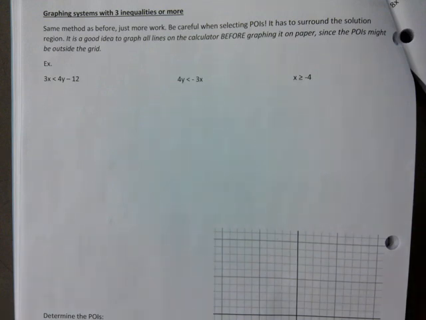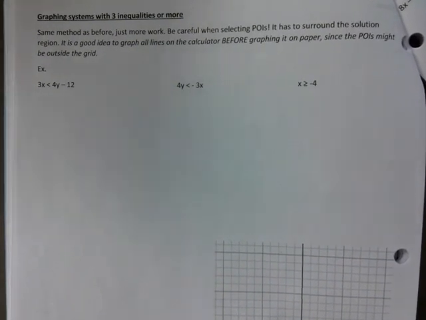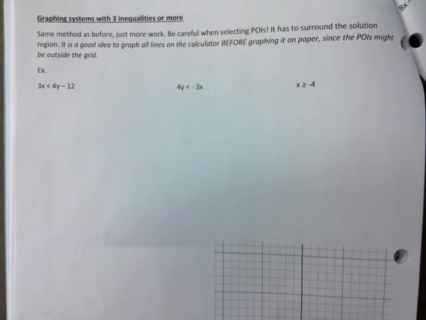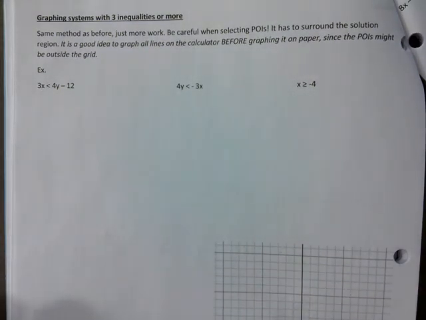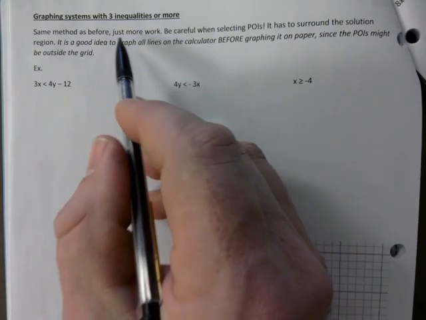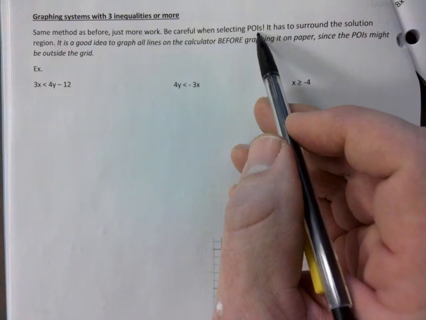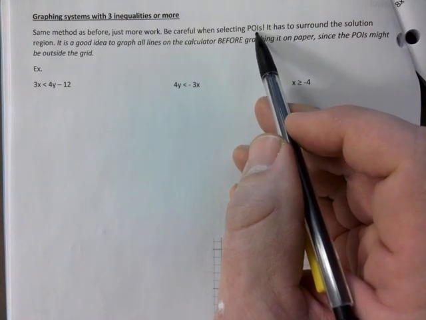Inequalities. I don't really go past that because then it gets a little crazy. But it does say 3 or more, so some of the homework questions may have more than 3. Okay. Same as before, guys, just more work, basically. Be careful when selecting the POIs. There you're going to have to be careful.